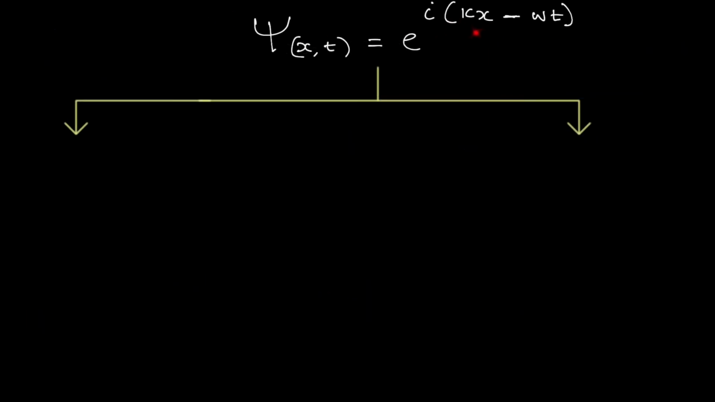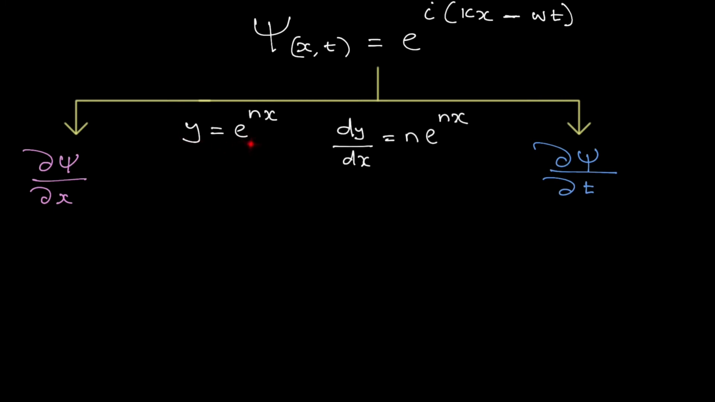Now that I've changed angular displacement to kx minus omega t, I can differentiate the wave function with respect to x while t is constant. I also differentiate it with respect to t while x is constant. So this is now the partial derivative with respect to x and the partial derivative with respect to t. Partial because I'm keeping one of them constant every time.